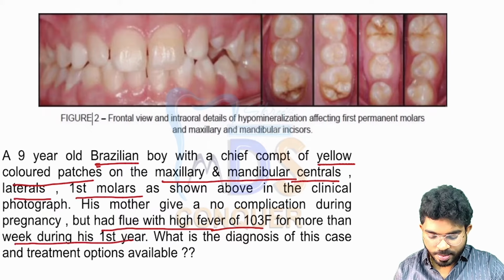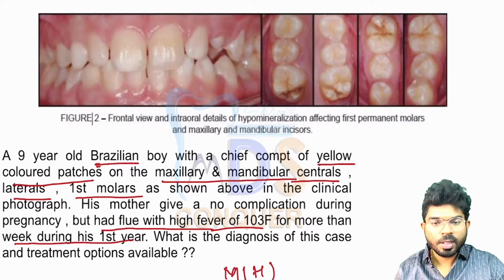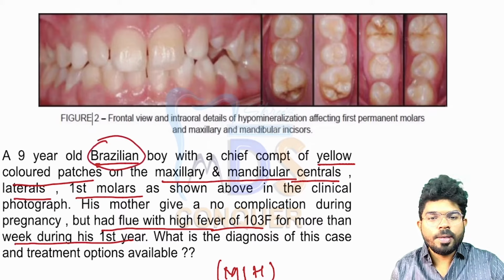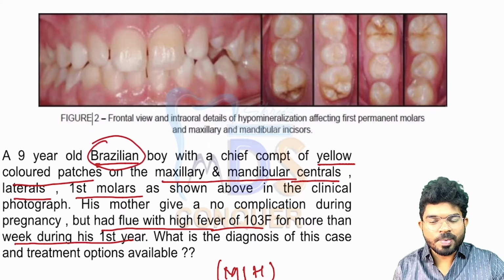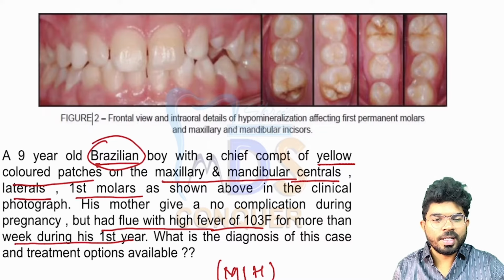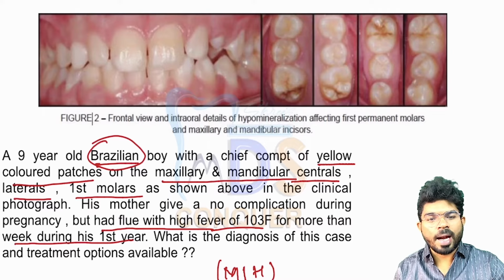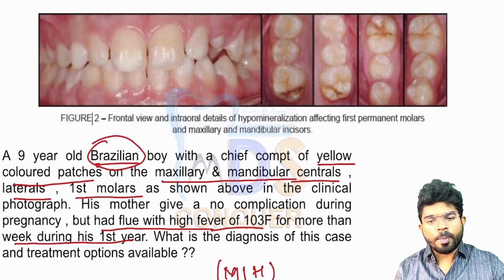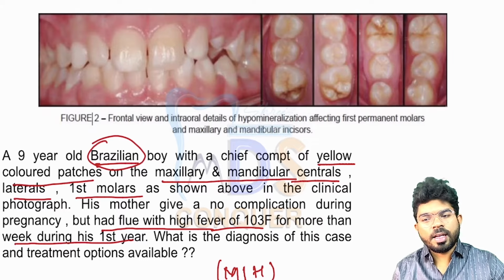Of course, the diagnosis is very simple, that is MIH. The most important aspect in this particular question is Brazilian boy. Why is it being mentioned? It's very simple. The prevalence of MIH is more in these individuals. The second important aspect is that it is area specific. The hypomineralization occurs in a specific area, that is your maxillary and mandibular centrals, that is incisors, and your first molars. And of course, they have a background etiology: high fever at the age of 1 year for more than a week. That can be the etiology in this particular case.